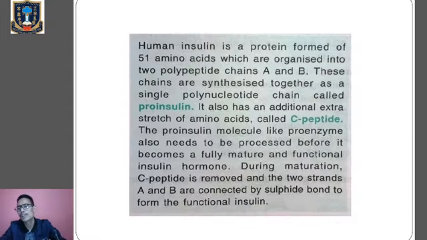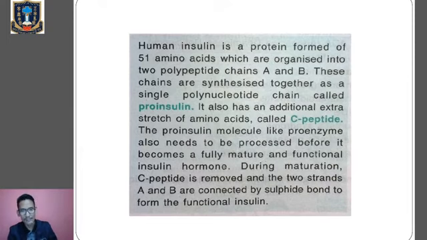So human insulin is mainly a protein which is formed of 51 amino acids, because proteins are mainly long chains of amino acids. So it has got 51 amino acids which are organized into 2 polypeptide chains. Those 2 polypeptide chains are polypeptide A and polypeptide B. That means human insulin has got 2 polypeptide chains. A fully functional human insulin has got 2 polypeptide chains, chain A and chain B. And these chains are synthesized together as a single polypeptide chain, which is called proinsulin.